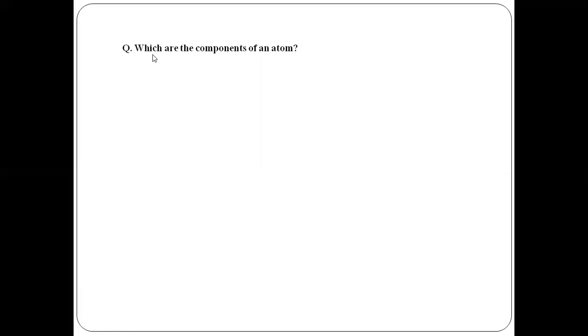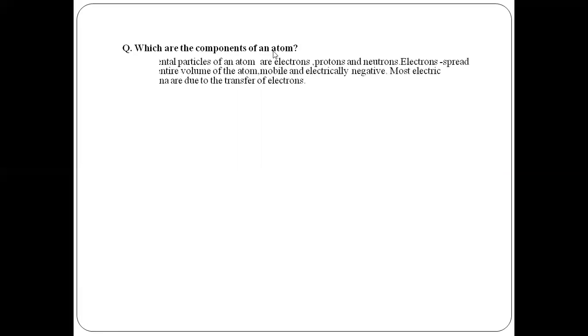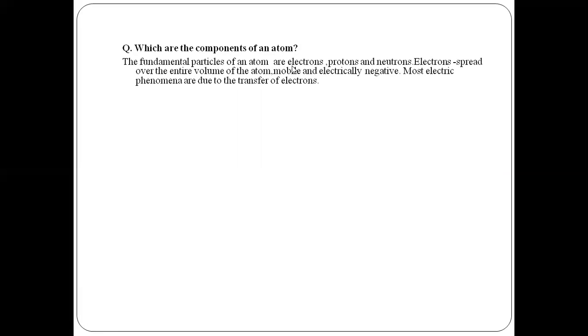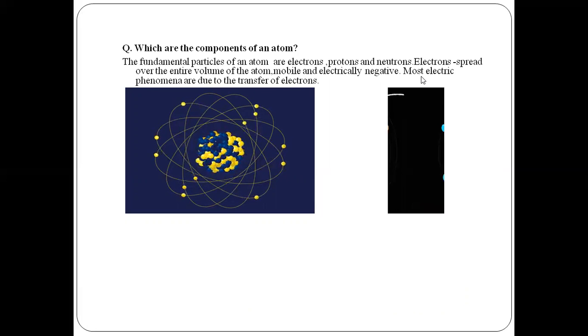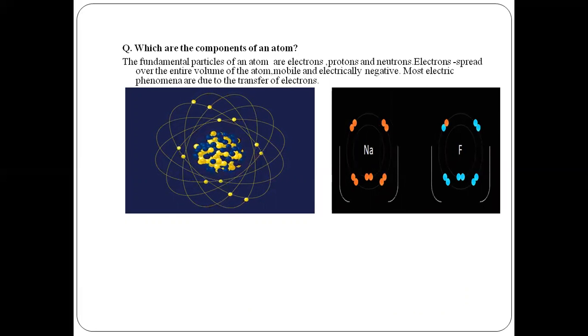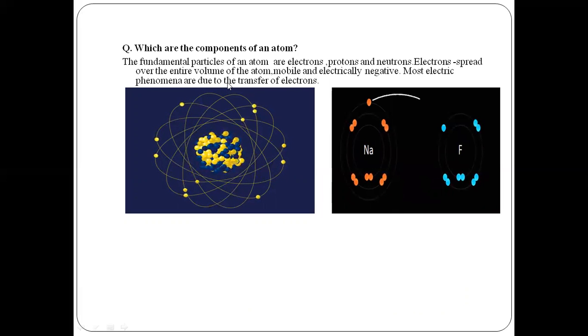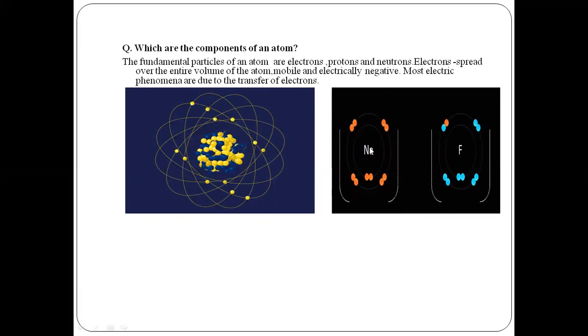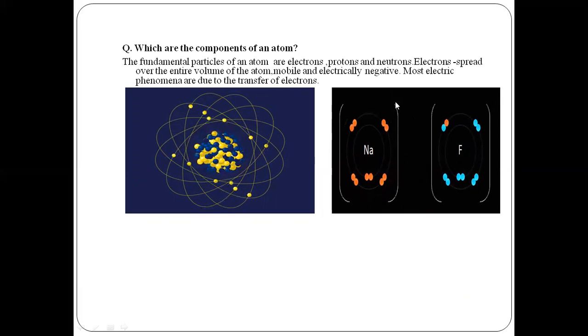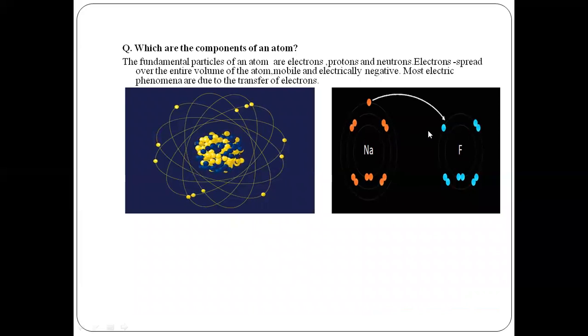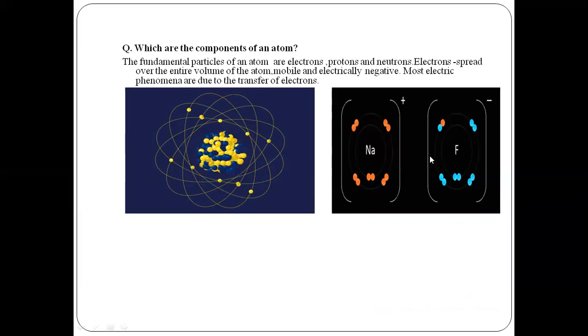Now let us try to define the components of an atom. The fundamental particles of an atom are electrons, protons, and neutrons. Electrons spread over the entire volume of the atom. They are mobile and electrically negative. A very important thing is this: most electric phenomena are due to the transfer of electrons. Look at these images. This transfer of electrons causes many electrical phenomena. Our today's lesson is mainly based on this effect only.